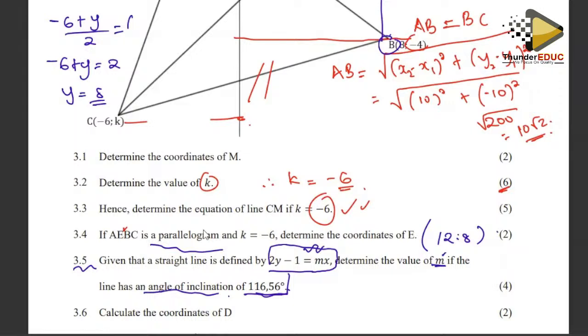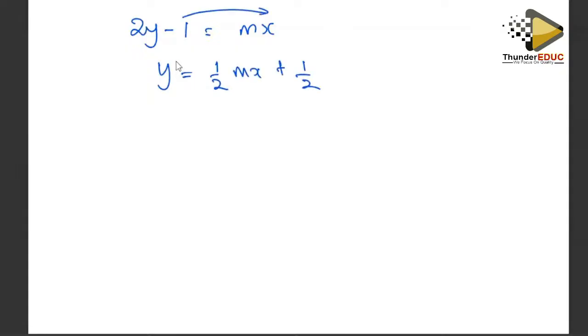Okay, so what I'm going to do, let me start by maybe creating a standard equation. 2y minus 1 is equal to mx. Let's leave y on one side. So y is going to be a half m of x plus 1 over 2. So move this one that side, it will be mx plus 1. Then divide through by 2. We shall get to this.